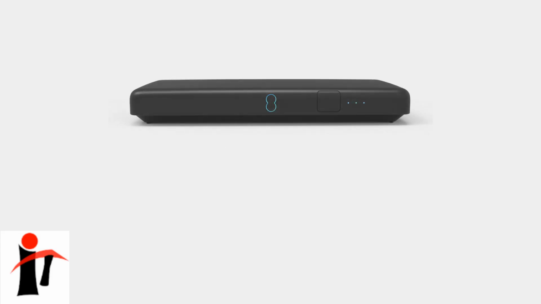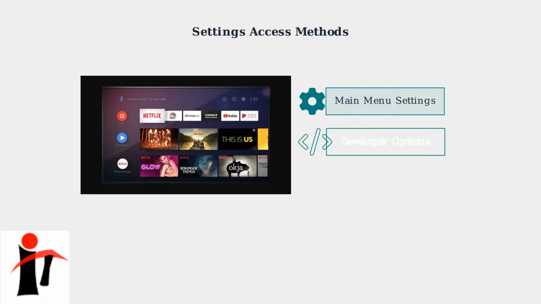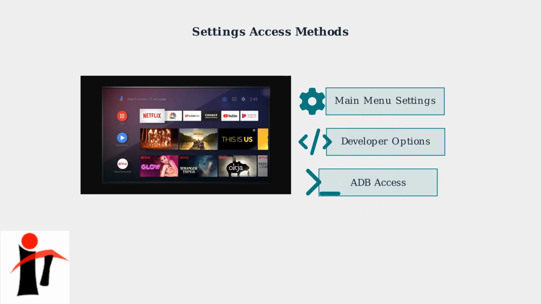The EE Box Pro is a powerful streaming device that runs on Android TV OS with EE's custom interface overlay. Understanding its settings is crucial for optimizing your viewing experience. There are multiple ways to access your EE Box Pro settings, ranging from basic menu options to advanced developer tools. Each method provides different levels of customization and control.